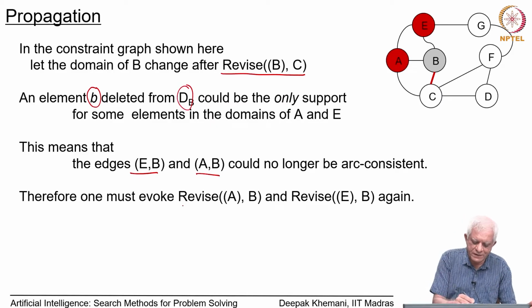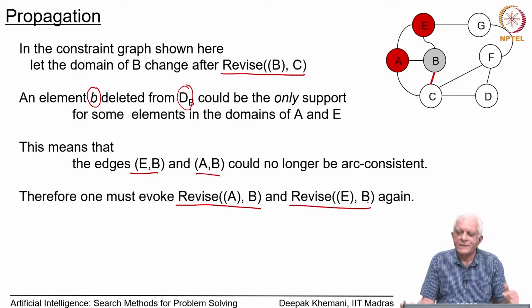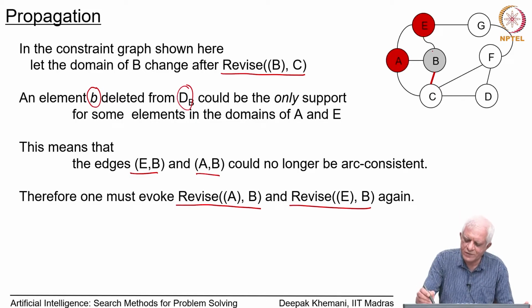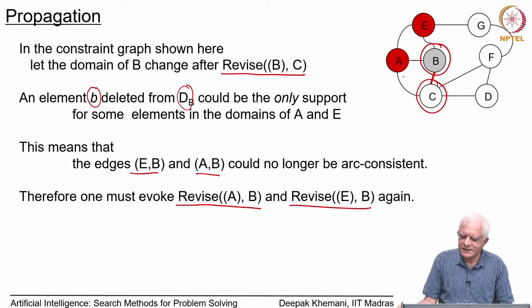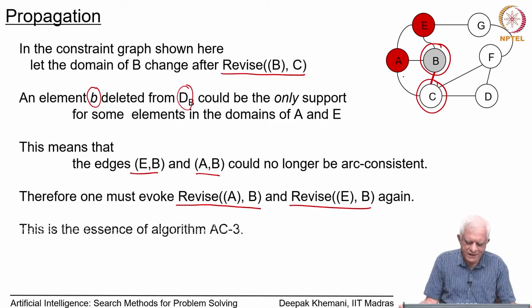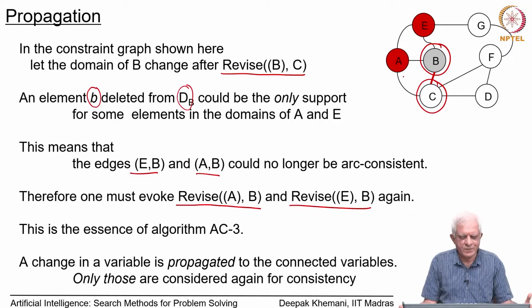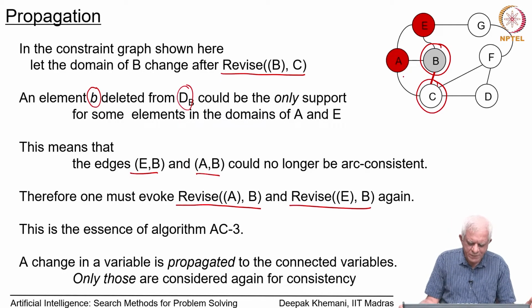So, what we can do is make calls to revise AB and revise EB again. Instead of what we did in AC1, that if any domain changes, do all combinations of calls for all the edges all over again, go through the entire cycle again, now we can be more selective. We can say that under certain circumstances some revise calls need to be made, and this figure illustrates those circumstances: if the domain of B has changed with respect to C, then anything which was connected to B must be inspected again. In this case, that is A and E, and that is in essence the algorithm AC3. It is one of the most popular algorithms in constraint satisfaction. A change is propagated to the connected variables and only those are considered again for consistency.